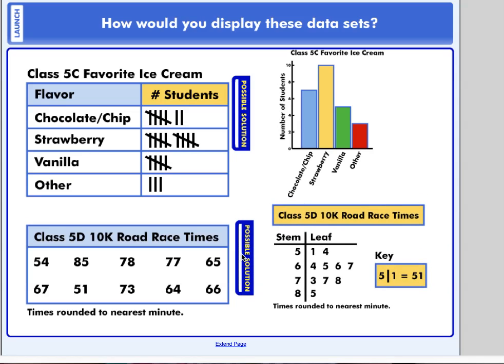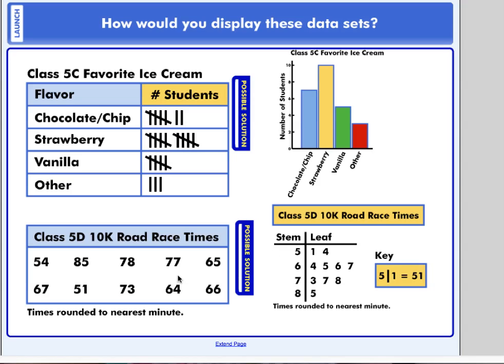Now, you've probably never heard of a stem and leaf plot before, and it's not really that common of a way of displaying data. It's quite possible that even your mom and dad have never seen such a way to organize data. But it is one way that we will be working with organizing data in 5th grade. Now, in order to do that, you need to understand how it works.